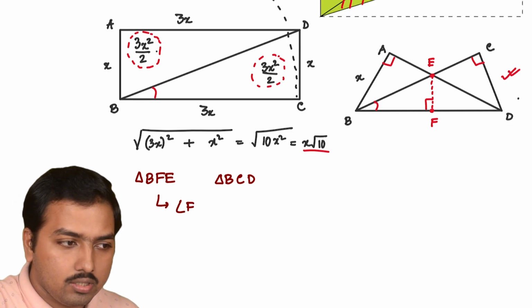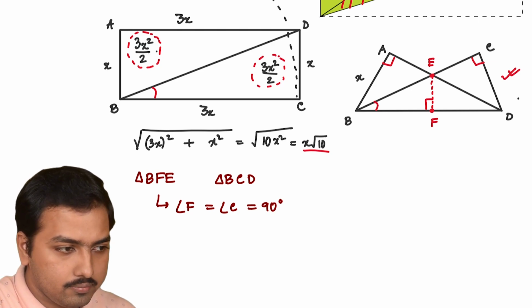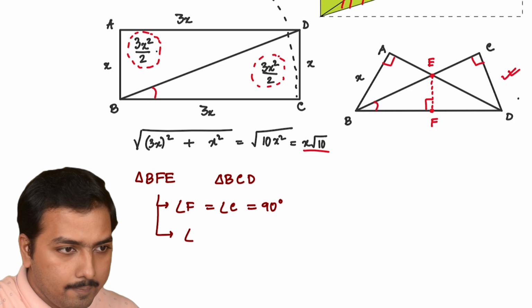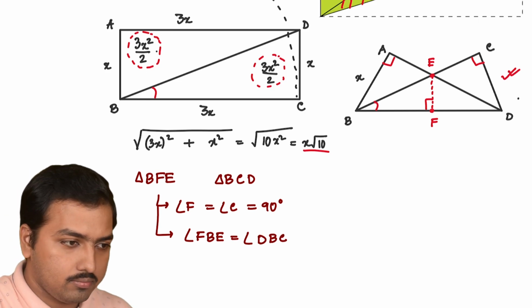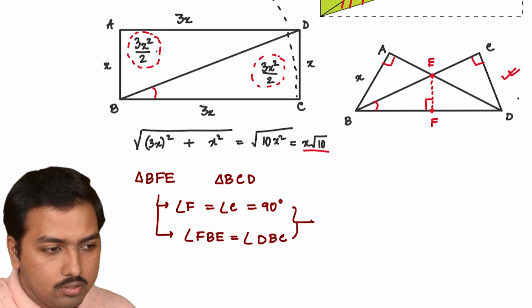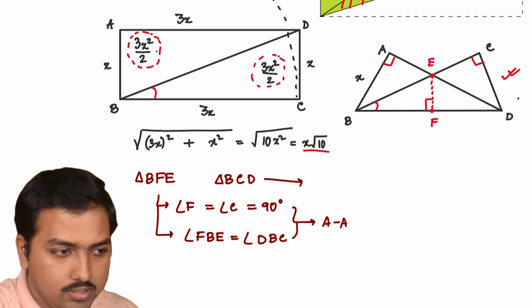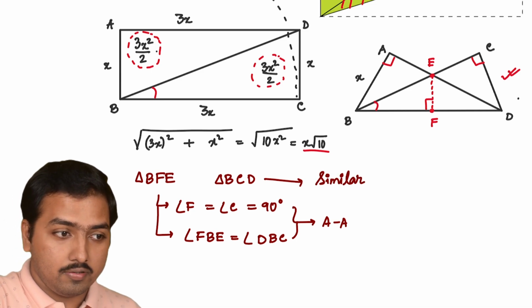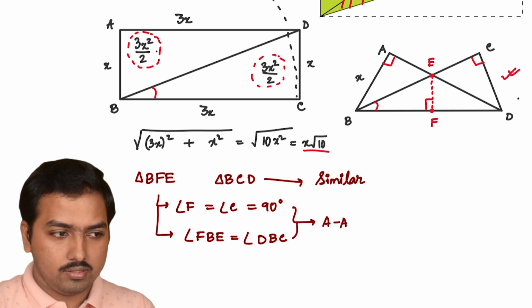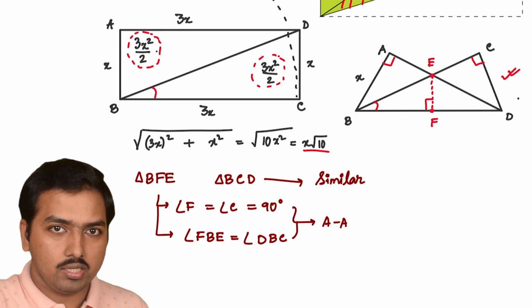Definitely angle F is equal to angle C, which is 90 degrees. And secondly, angle FBE is equal to angle DBC. Obviously, they are the same angle. So by the AA criterion, we can say these two triangles are similar. So the first conclusion we can have is that the ratio of the corresponding sides of these two similar triangles has to be equal.